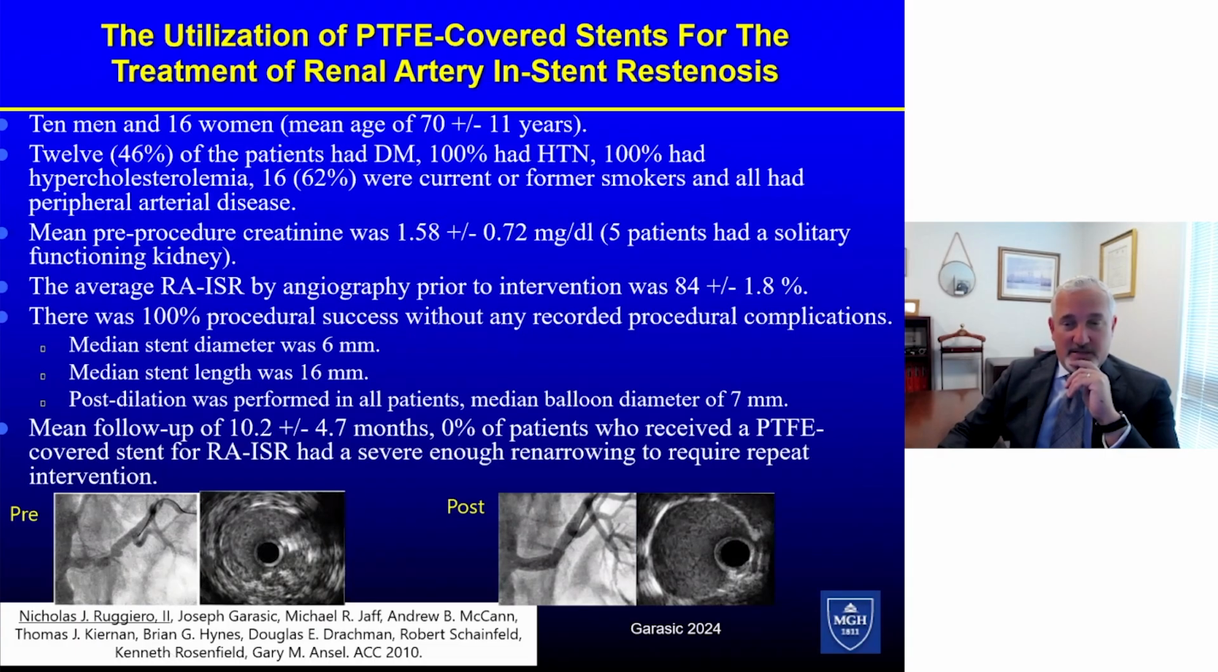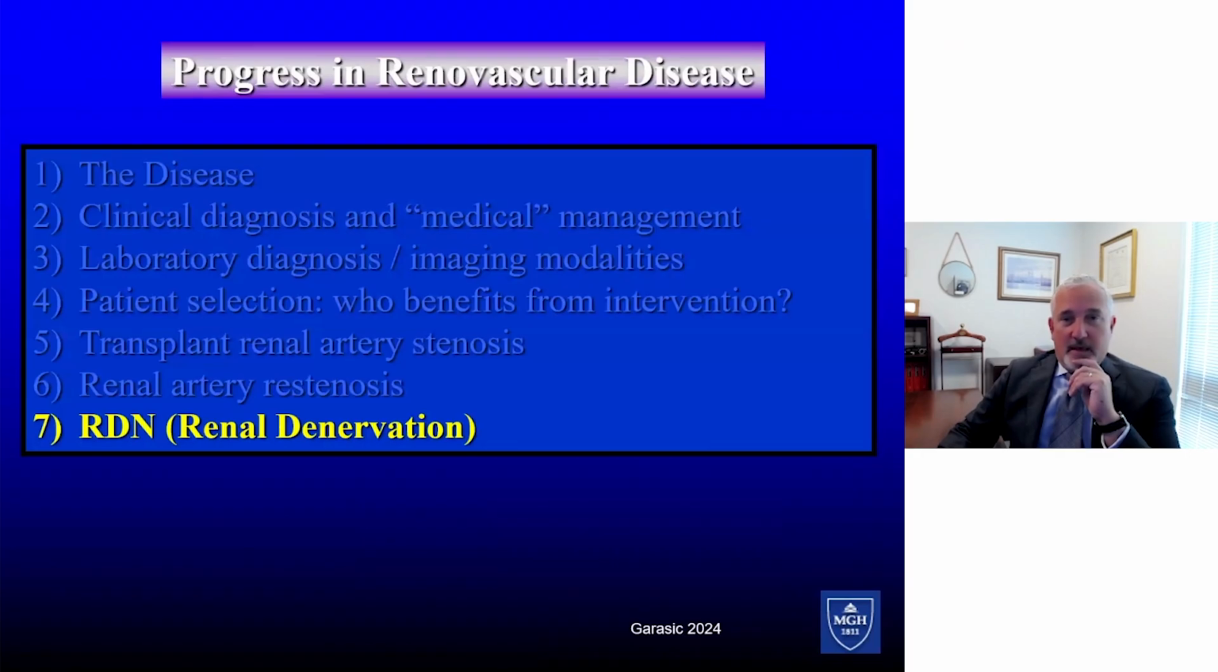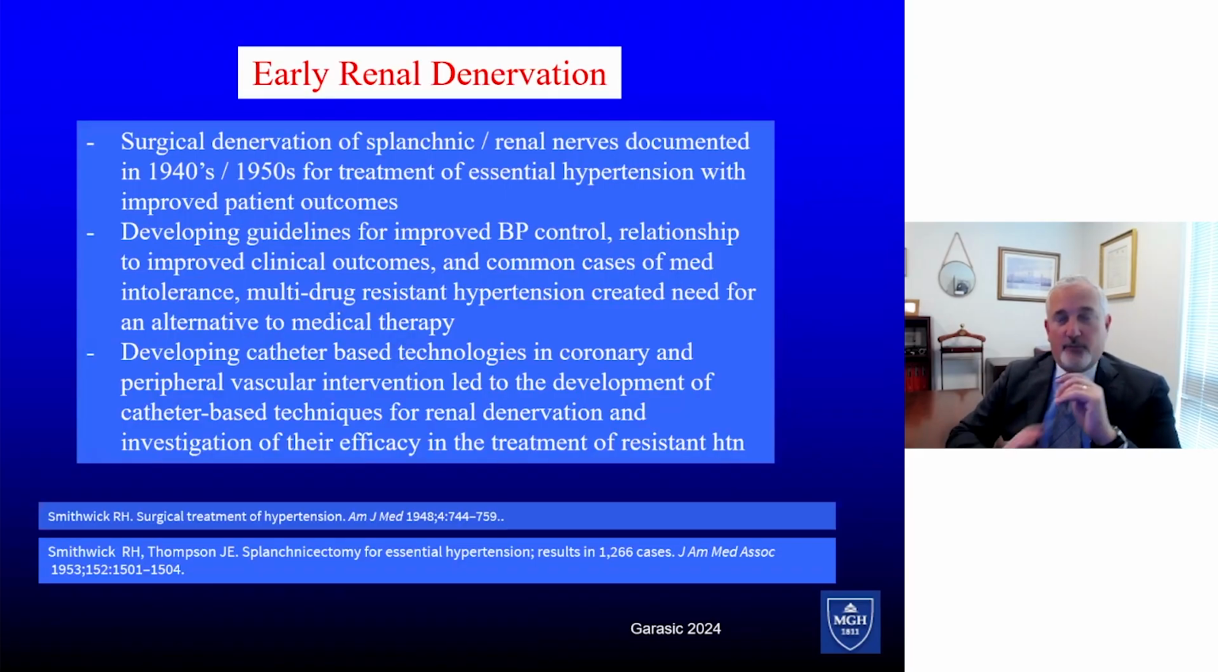So nowadays, this is our management strategy for the re-restenotic renal artery. And then finally, just to get involved in renal denervation, because I think you're going to start to hear more and more about it. Generally, we're presuming in the renal denervation patient that we're not talking about renovascular disease. But I think you'll probably run upon a variety of patients that should be screened for renovascular disease.